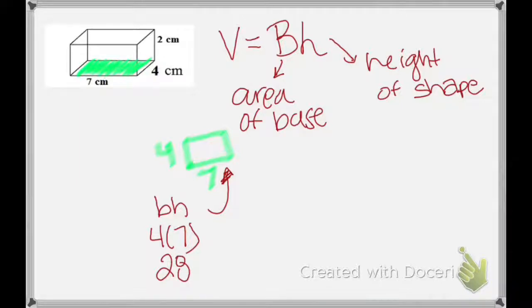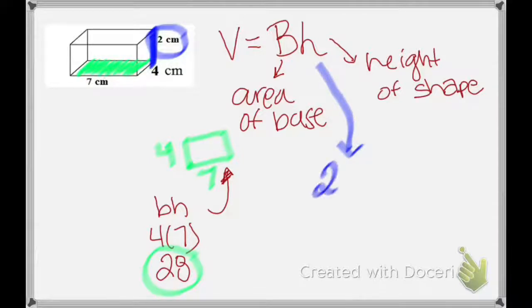So I found my first piece of this formula. That capital B, that area of my base, was 28. That is not my final answer though. That is just for my rectangle. Now they're asking me about the height of my shape. If I look at my shape, the height will be however tall it is. What's connecting those two bases? And what's connecting those two bases is this 2 right here. And so that H right here will be 2.